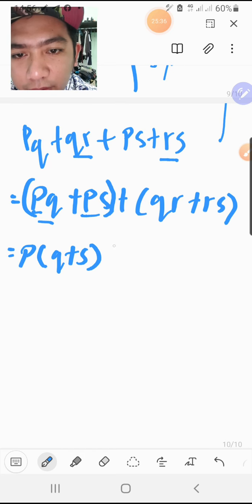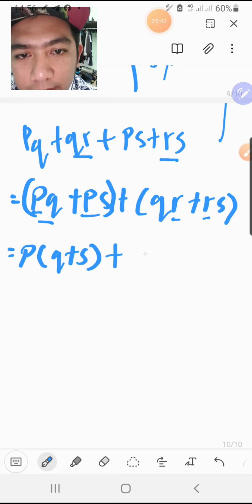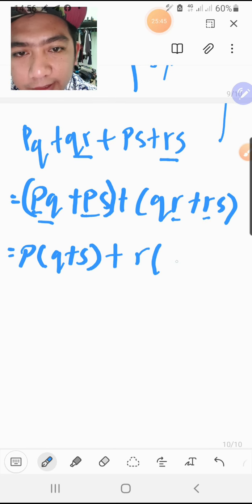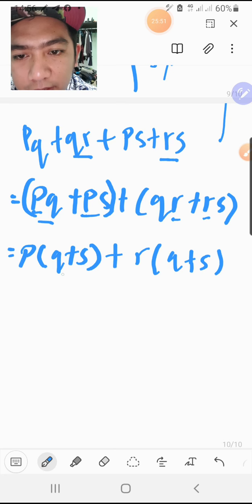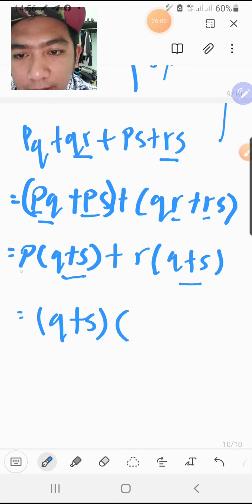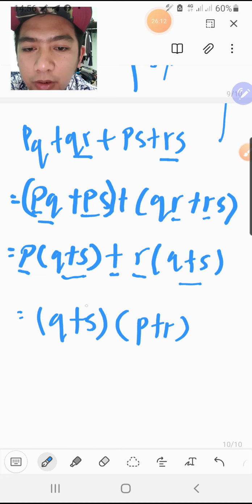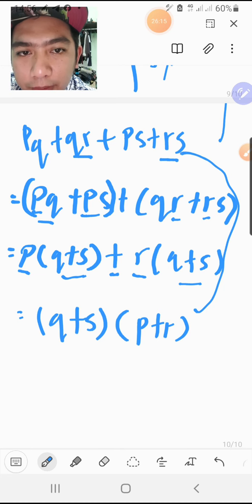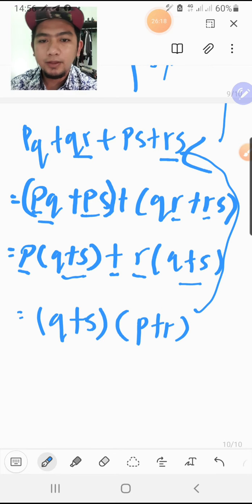Okay, we factorize it. So this one, which letter is the same? It is R. Okay, so take out the R. So make a bracket. Right, Q plus S. So actually Q, S are the same, right? In bracket, you write Q plus S. Multiply. Look at what is outside here: P plus R. So right here, P plus R. So actually if you expand this again, you will get the question back. Okay, so easy.